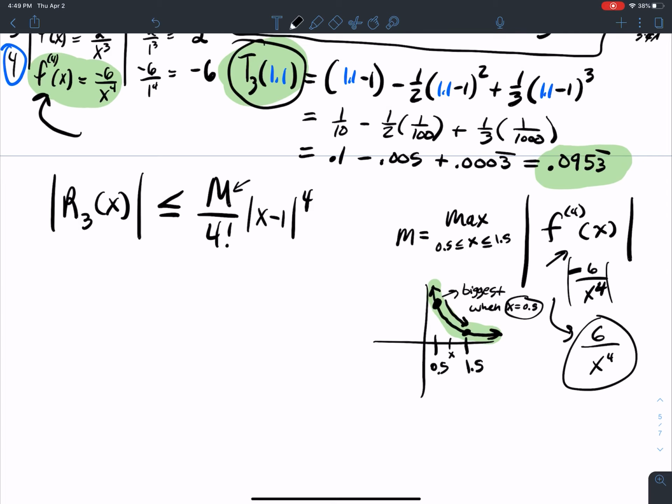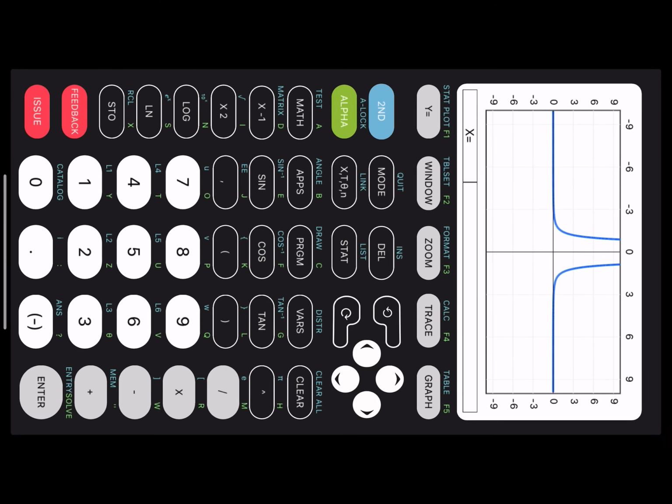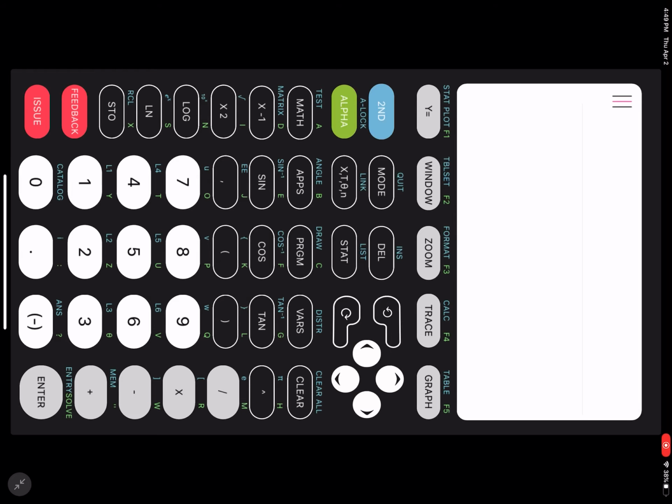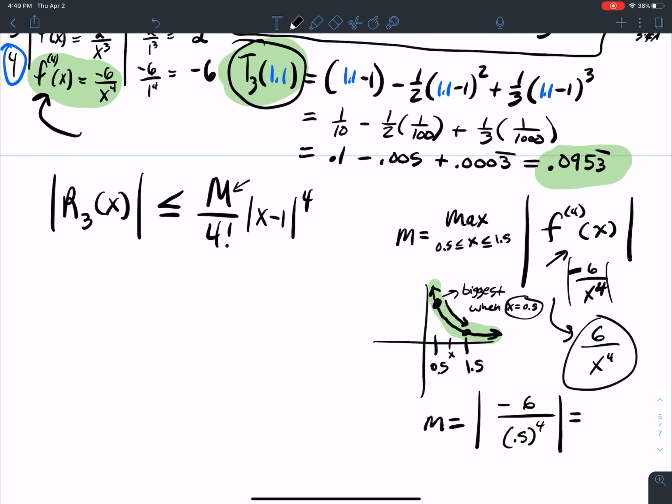So I plug 0.5 into my function. Let's do absolute value of negative 6 divided by 0.5 raised to the 4th. I get 96. So this is less than or equal to, well actually now we're equal to, 96 over 4 factorial.